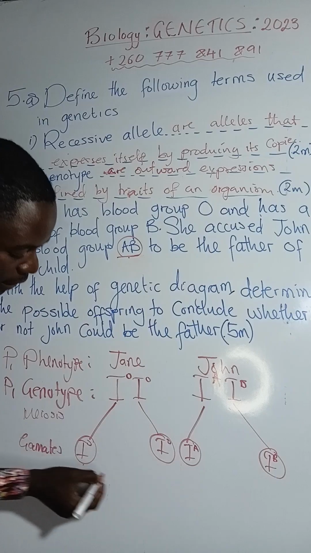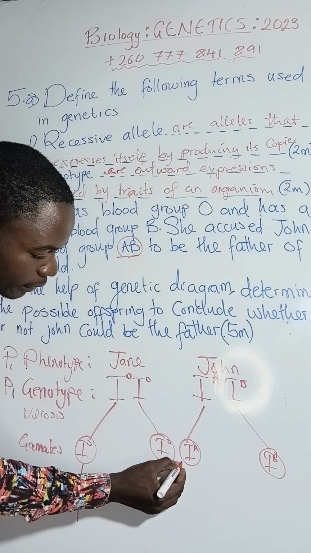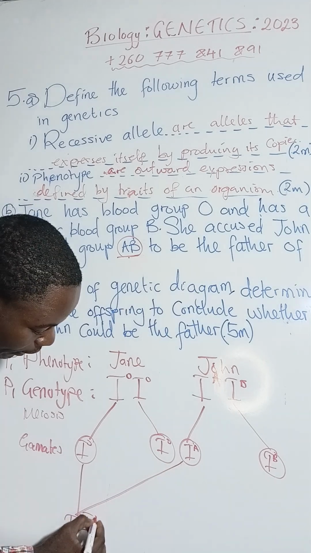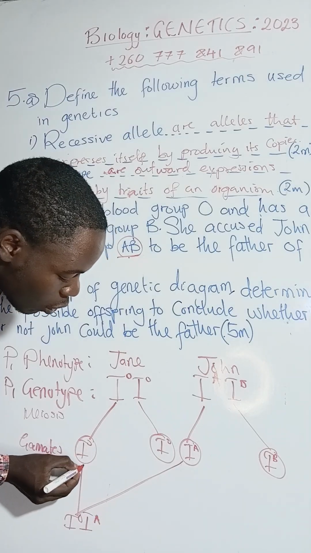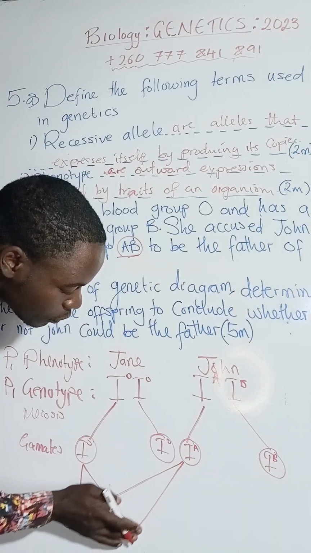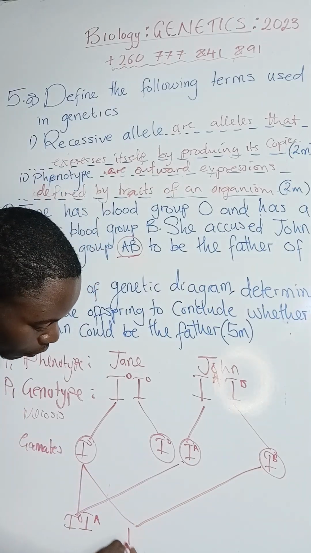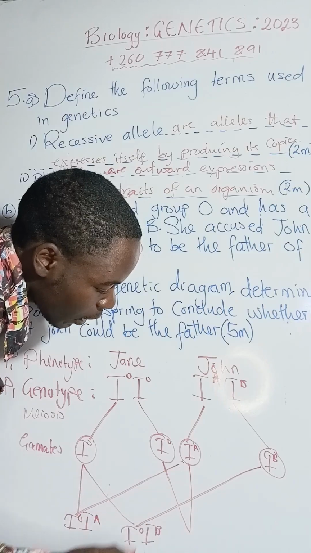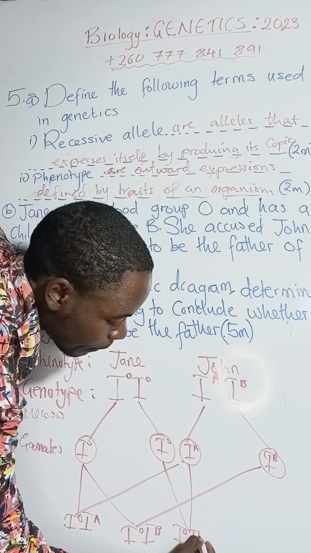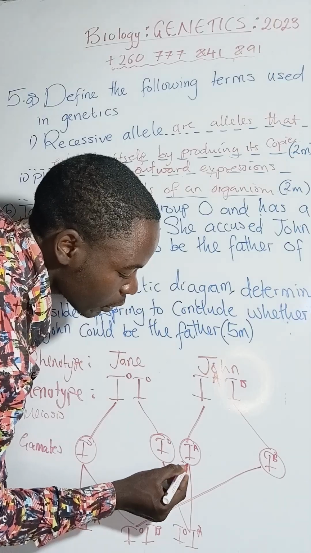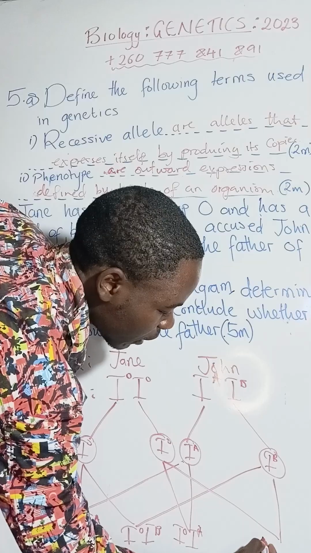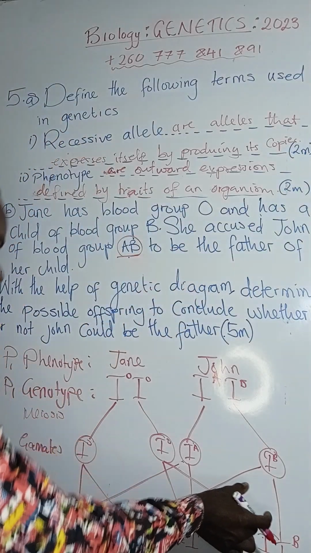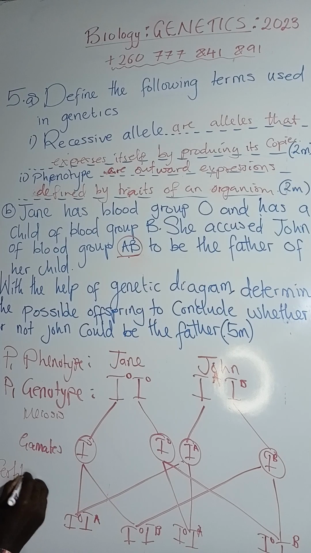Then this one will react to this, and this will react to that other one. We will have blood group O and blood group A, so OA, which is just A. Then blood group O and blood group B. Then the other gamete reacts with these, giving blood group O, blood group B, and blood group A. This stage is what we call the fertilization stage.